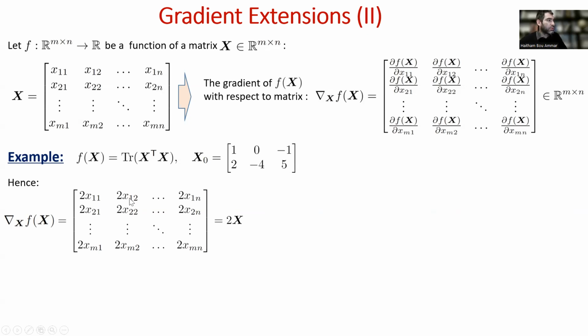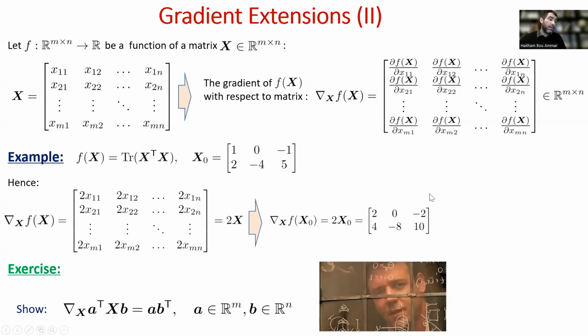And you'll see that 2, 2, 2, 2, 2 are common multiplicative terms, so you can put it outside of the matrix, and as a result, we'll just have 2 multiplying the matrix X. What we just proved is that the matrix gradient of the trace of X transpose X is nothing but 2 multiplying X, where X is the input matrix, and therefore, if we want to evaluate this at the input X0, which is that matrix, it will be nothing but 2 multiplying that matrix, which is this matrix here.